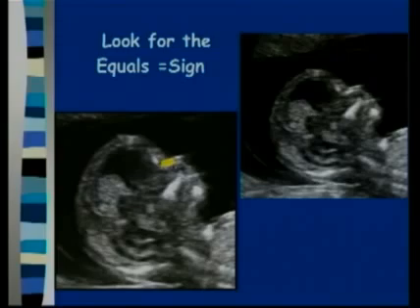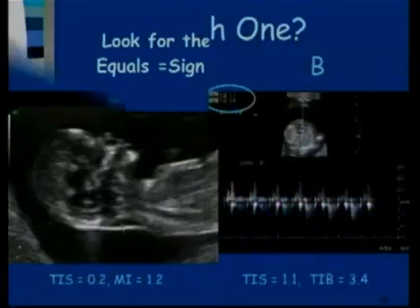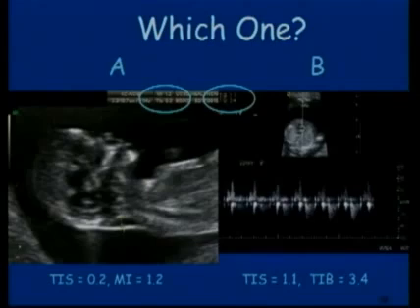It should have an equal sign plus an echo at the tip of the nose. Okay, these are also two first trimester nuchal translucency fetuses, and what I'm trying to show you here is look at the MI and TI on these images, and I have blown them up right here for you to be able to see exactly what they are if you can't read them.